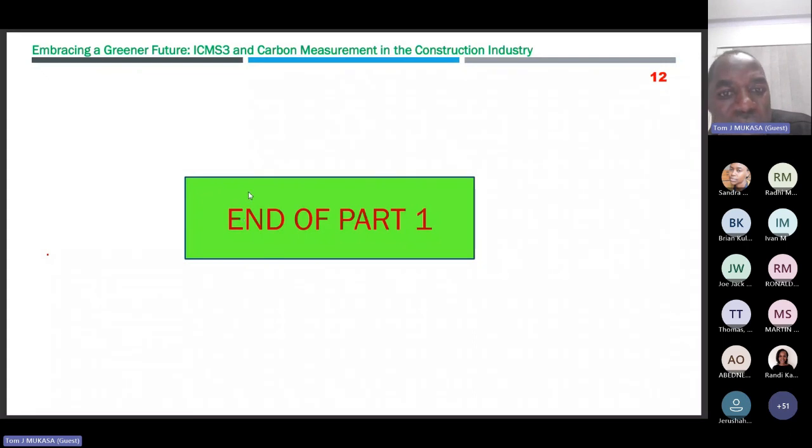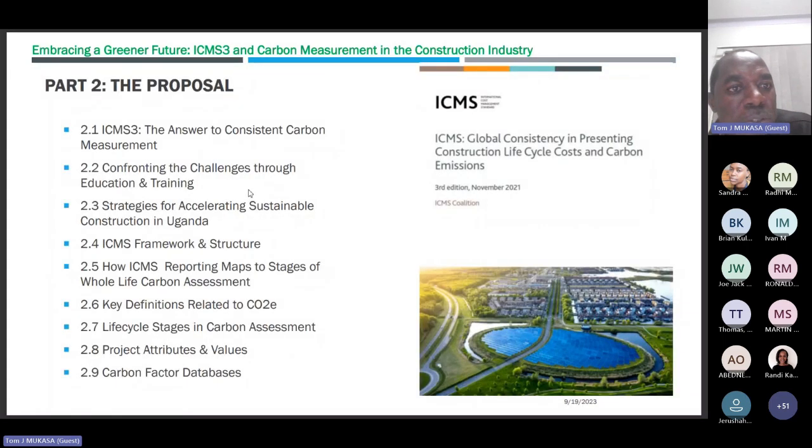So that is the background. The second part is the tool or the proposal. This is a standard that has been promoted since 2017. It is called the International Cost Management Standard. It measures both the cost of construction and now it has introduced a section on carbon measurement. So it's a reporting standard. It's not a measurement standard. And the dream is to have a uniform or a consistent way of reporting these aspects of all our projects.